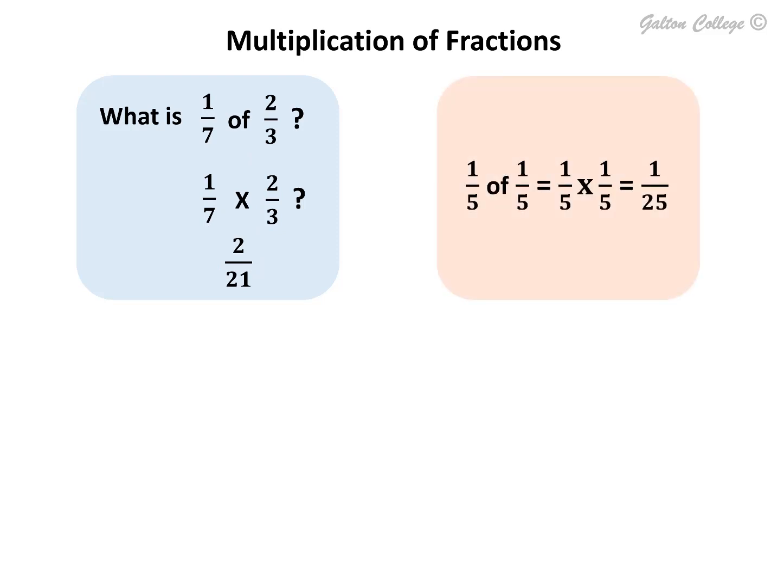1/5 of 1/5. In other words, what is 1/5 squared? Whenever we multiply a number by itself, we can call it squared. So 2 times 2 is 2 squared. 1/5 of 1/5 is 1/5 multiplied by 1/5, which is 1/5 squared, which is 1/25. We simply multiply the numerators and the denominators, and that gives you there, and that gives you there.